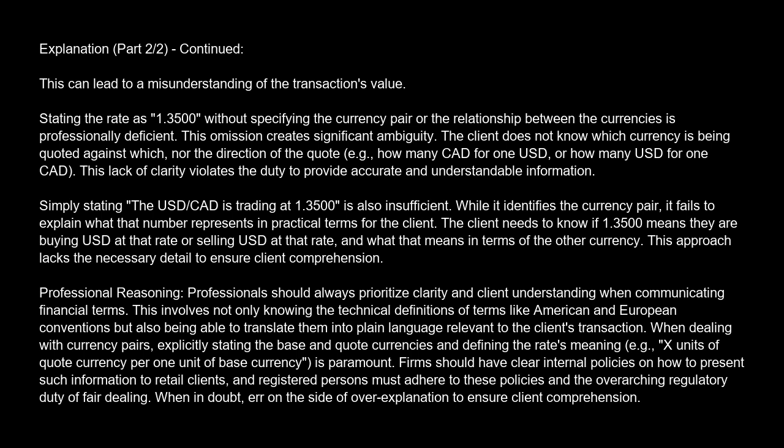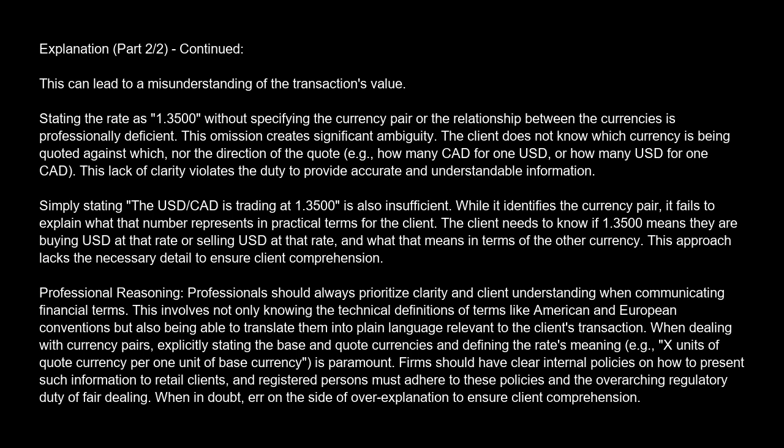The client needs to know if 1.3500 means they are buying USD at that rate or selling USD at that rate, and what that means in terms of the other currency. This approach lacks the necessary detail to ensure client comprehension. Professional reasoning. Professionals should always prioritize clarity and client understanding when communicating financial terms.